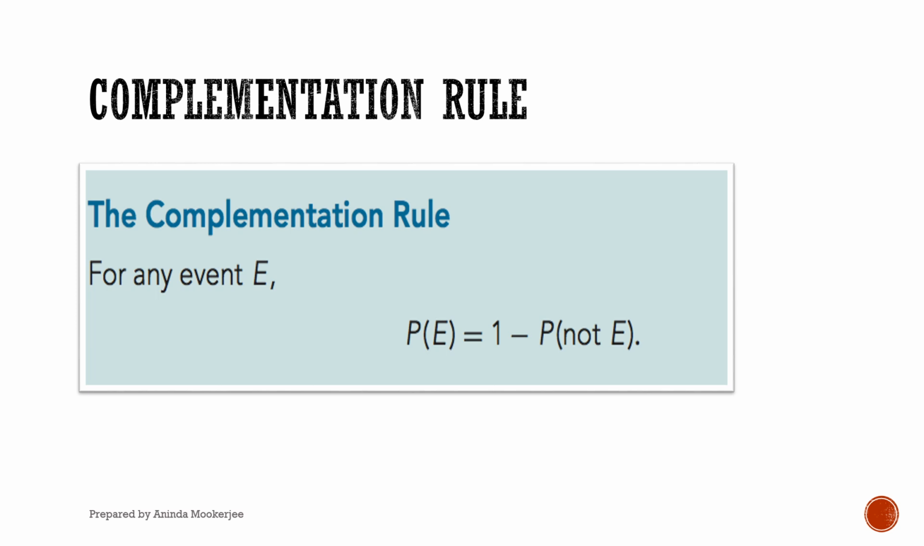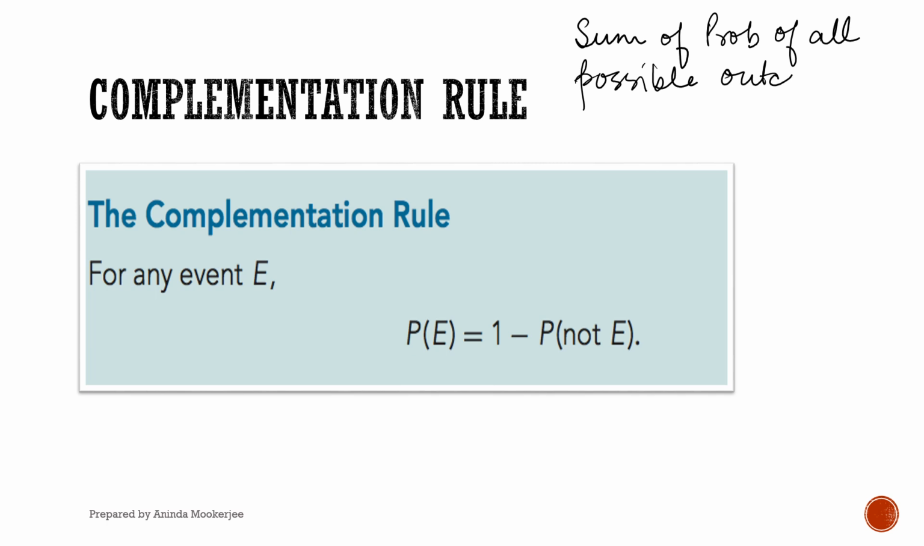The next rule that we learn about is the complementation rule. The complementation rule is based on the fact that the sum of all the probabilities, that means the sum of the probabilities of all outcomes from an experiment, equals 1. Let me write that down. All right, so the sum of probabilities of all possible outcomes from an experiment is equal to 1. All right.